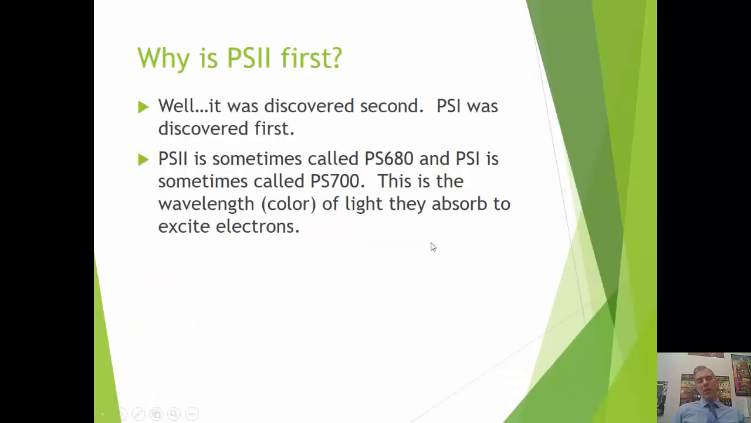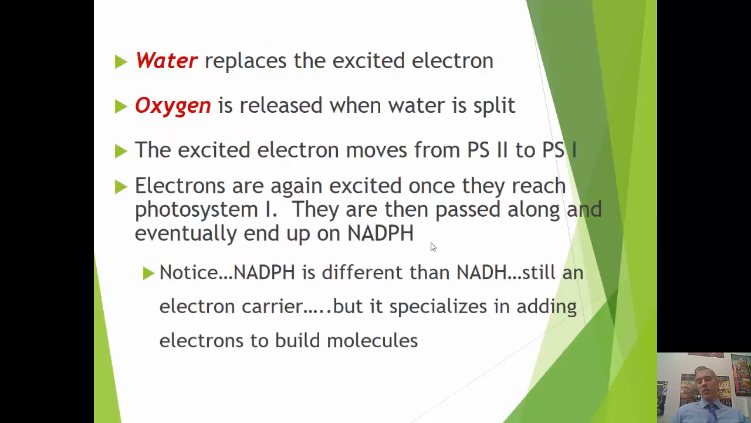So you may have noticed this. Why is photosystem 2 first? It was actually discovered second. That's why they call it photosystem 2, even though it happens first. Photosystem 1 was actually discovered first. Photosystem 2 is sometimes called PS680. That's the wavelength of light it uses in order to excite electrons, and PS1 is PS700 because that uses that particular wavelength of light to excite electrons. Remember, water is the source of those electrons, and oxygen is released when water is split.